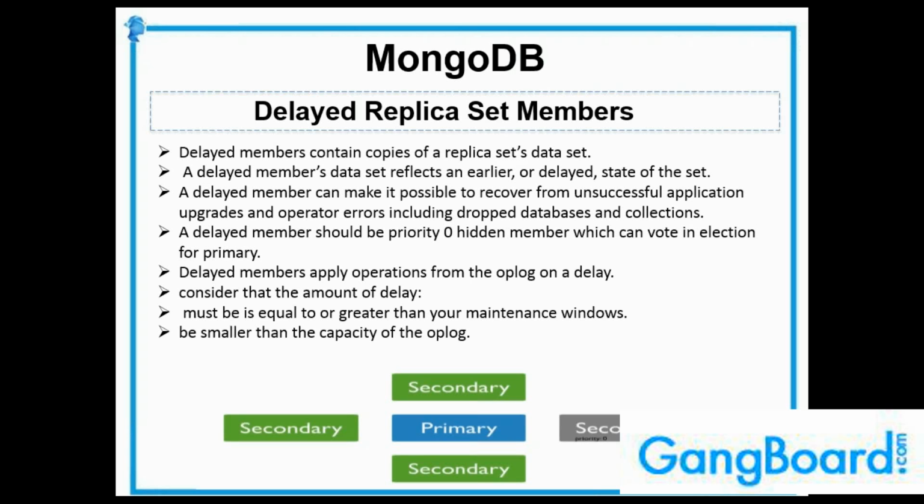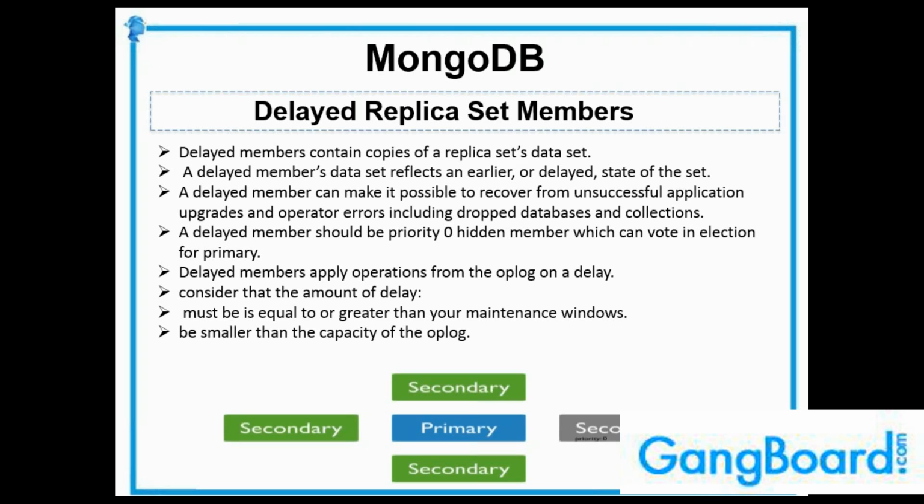In that case, if you do not have any current backup, then you have a chance to lose your data, right? To avoid these manual corruptions, manual mistakes, we can have any one of the nodes as a delayed replication node.